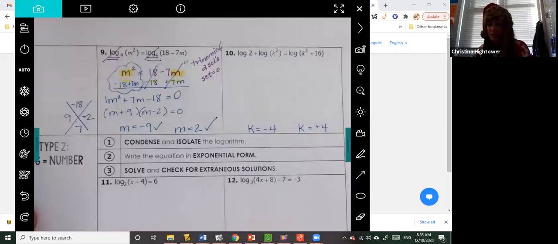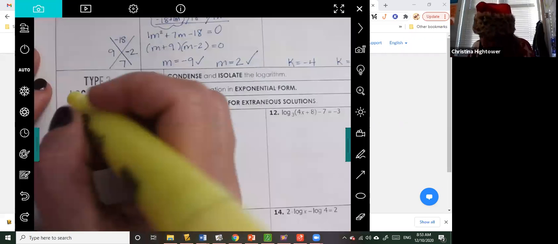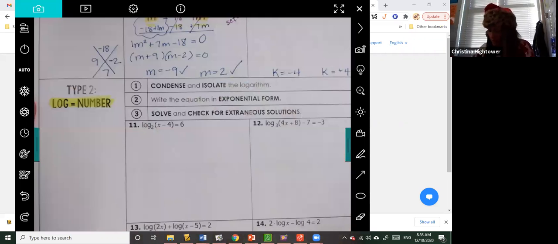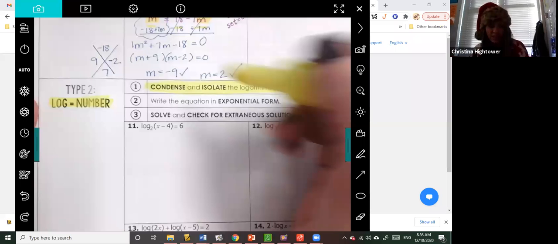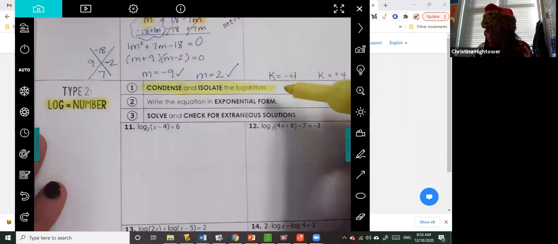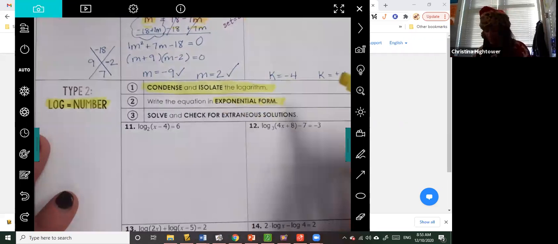All right, our second type is if the log equals a number, okay? So now it's not log equals a log. We have to do log equals a number. So first we're gonna condense and isolate the logarithm. Condensing, no problem. Isolate just means put it on one side. And then we're gonna rewrite it in exponential form and then solve it out, okay?